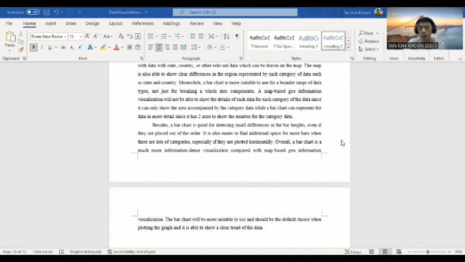So overall, a bar chart is a much more information-dense visualization compared with a map-based information visualization. So the bar chart is more suitable and should be the default choice when building the graph. It is able to show a clear trend of the data. So that's all for this presentation. Thank you.